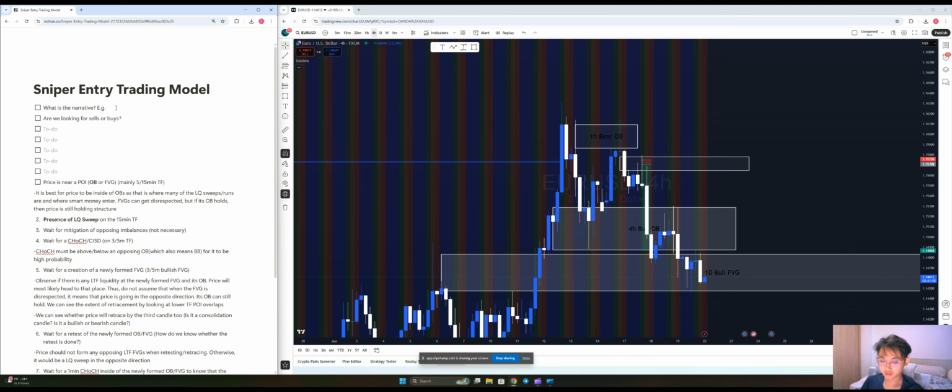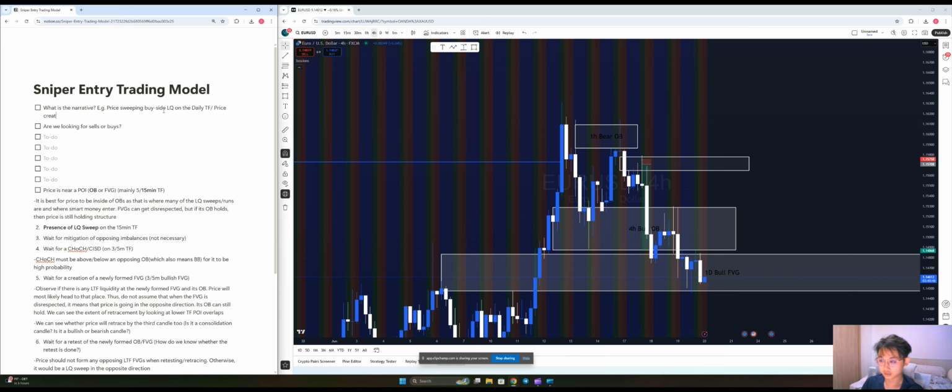For instance, price sweeping buy side liquidity on the daily time frame, and price creating a bearish sharp turn. Price created two bearish sharp turns.